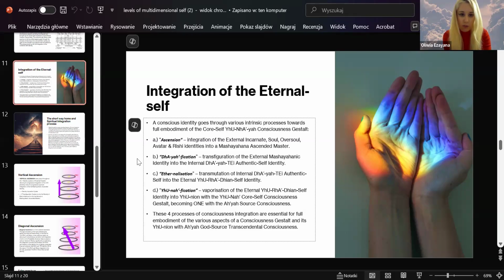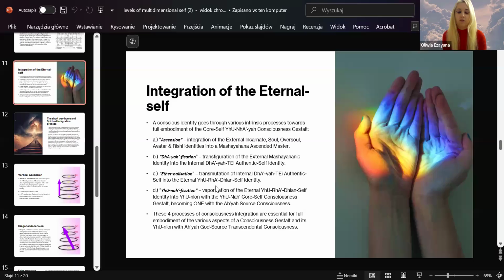Then we go through the process of deification, which is the transfiguration of the external Mashayanic identity into the internal deity authentic self-identity. Then we go through the ethernalization, which is the transmutation of the internal deity authentic self into the eternal Euradian self-identity.